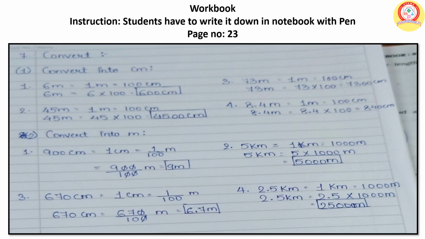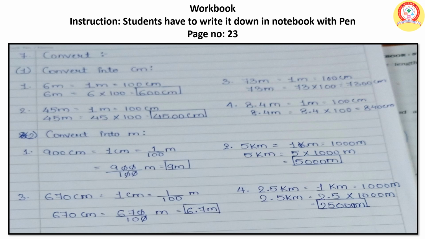Okay. So the first sum is 900 centimeter. So 1 centimeter is equal to 1 upon 100 meter. So 900 upon 100 meter is equal to how much, children? 9 meter. Okay. Now the second one is 5 kilometer. When 1 kilometer is equal to 1000 meter, then 5 kilometer is equal to 5 multiplied by 1000 meter. You will get 5000 meter.